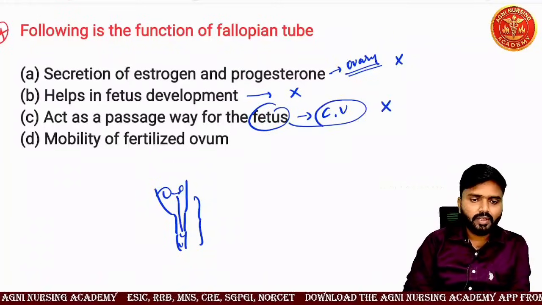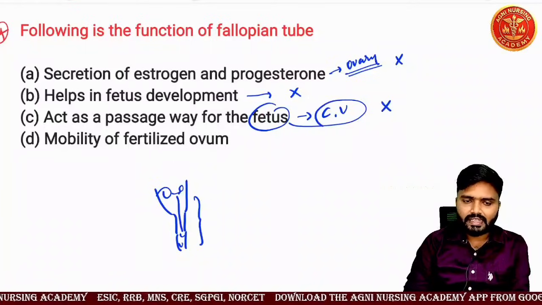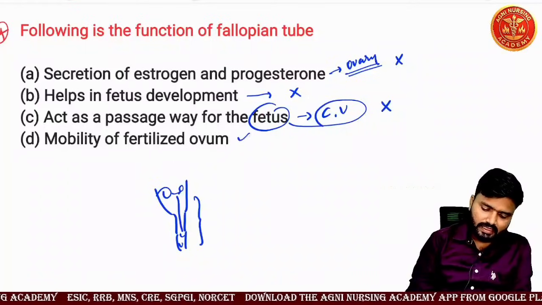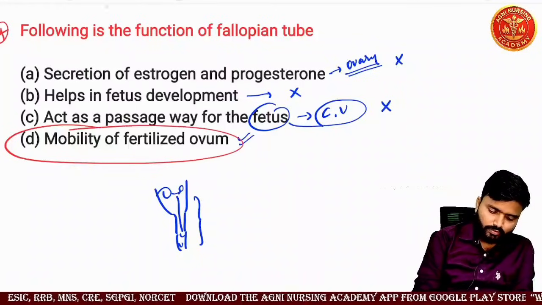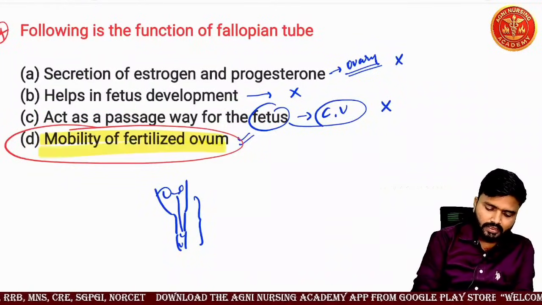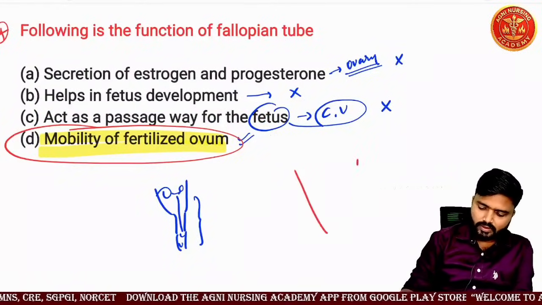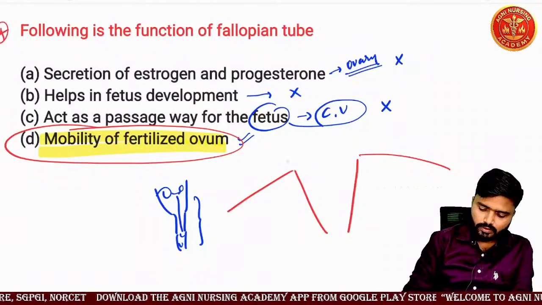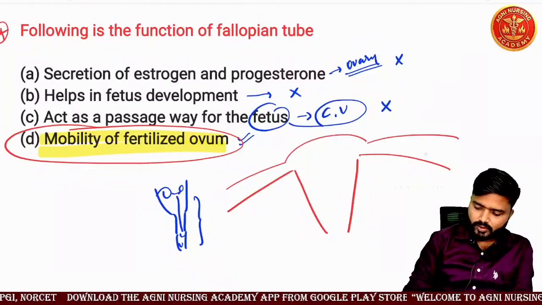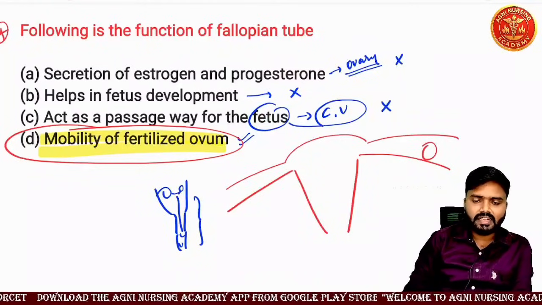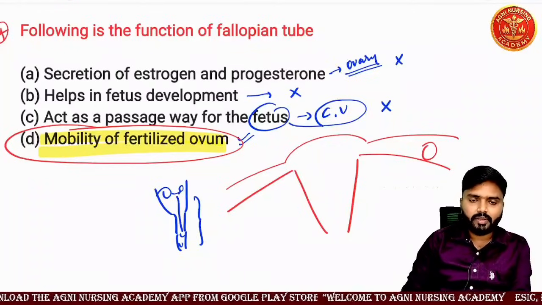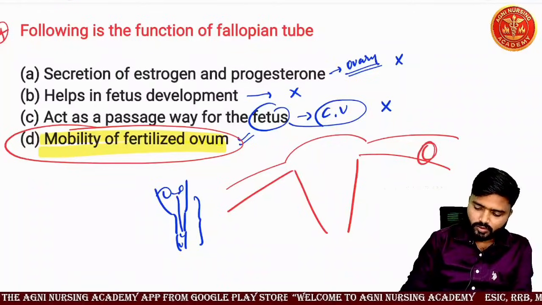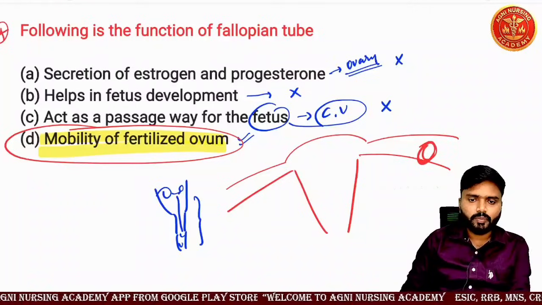And option D is the mobility of the fertilized ovum. Yes, this is the right answer for this question. Why, we will discuss here. Mobility of the fertilized ovum. Here you can see, this is the uterus. Understood? Here at the ampulla, the fertilization of the male sperm and female ovum will happen, and that procedure we call fertilization.